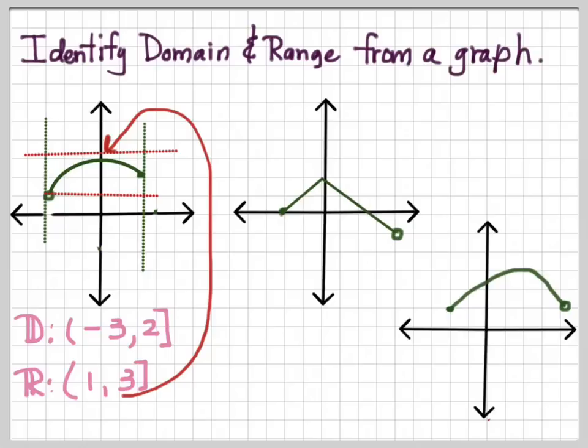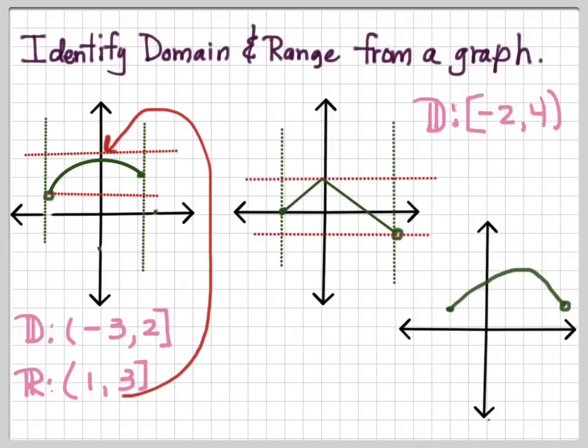so we would have our bracket there. Okay, so the next one, the domain is going to go from the numbers negative 2 to 4. Negative 2 is included because it's a closed dot, and 4 is not included because it's an open dot. Now if I want to look at the range, I'm going to look at the up and down movement, and I notice that my smallest value is negative 1, and my biggest value is 2. Negative 1 is not included, but 2 is included.